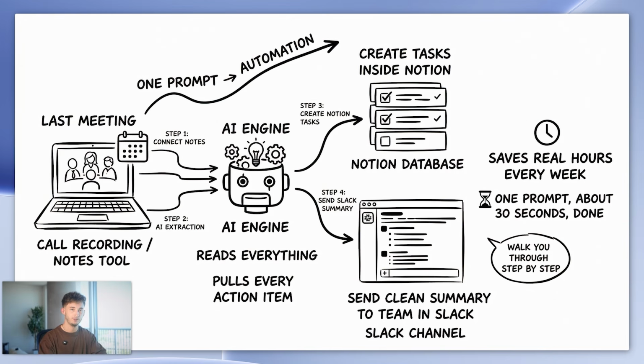So first up, this is going to connect to your meeting notes tool, and then it's going to read everything from your last call and then use AI to pull out every single action item, create those tasks inside of Notion or wherever you're using to store all those action items, whether that's ClickUp or Slack, wherever. And then from there, it is going to send a clean summary to your team in Slack. That is our internal communication channel.